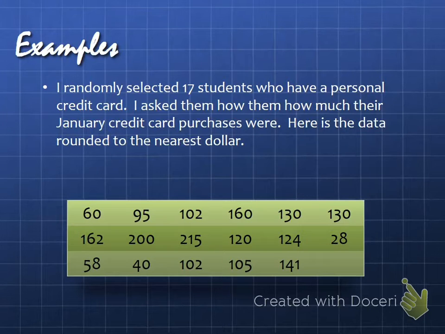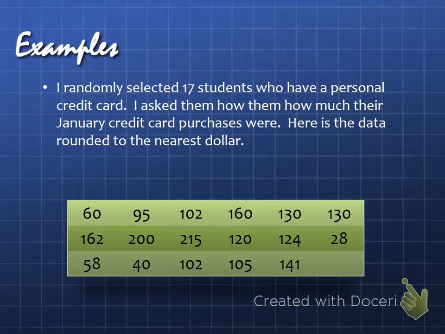All right, so we're going to take a quick look at how to create your box and whisker plots by your graphing calculator. And this is for your TIs, your Texas Instrument guys. First thing we need is some data. So I'm going to go back to the credit card example that you have in your notes. The 17 students who have a personal credit card and how much their purchases were through the month of January.